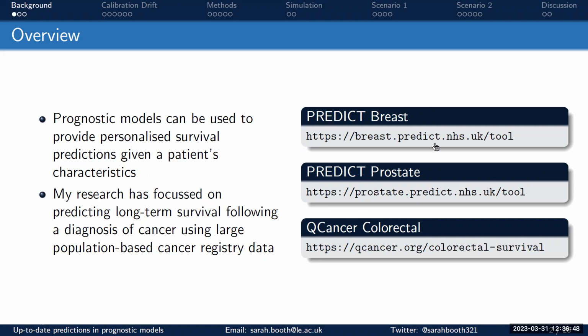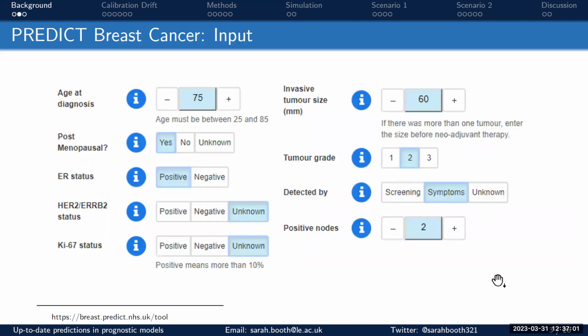There are actually quite a few models which have already been developed and are all available online as really nice risk prediction tools, which are freely available for clinicians and patients. And these have all been developed using UK cancer registry data. Just to share a quick example, this is from the Predict Breast Cancer model, and you have a range of different symptoms and patient characteristics that you need to input, such as your patient's age, the tumour size, and tumour grade information.